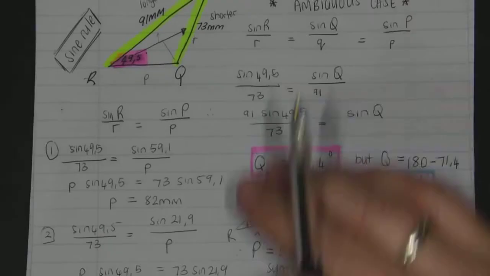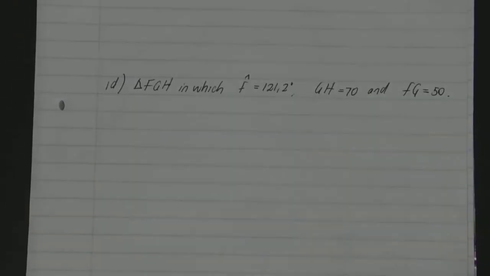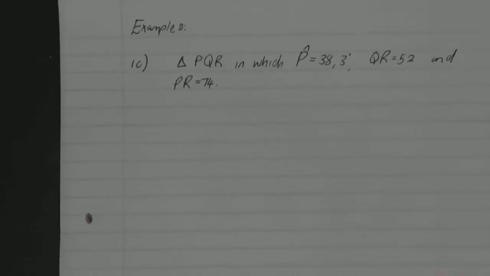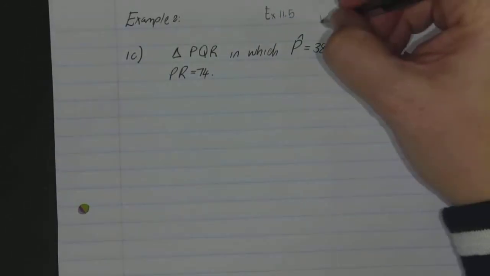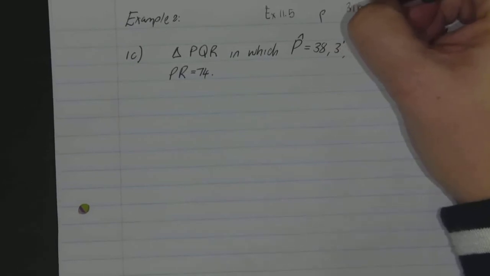All right, so that is the first example I want you to do. So let's look at the second example. The second example is part of exercise 11.5 that you will find on page 310. And let's look at the example, well, 1C as an example.